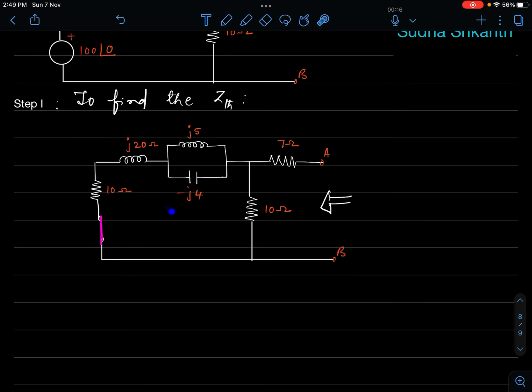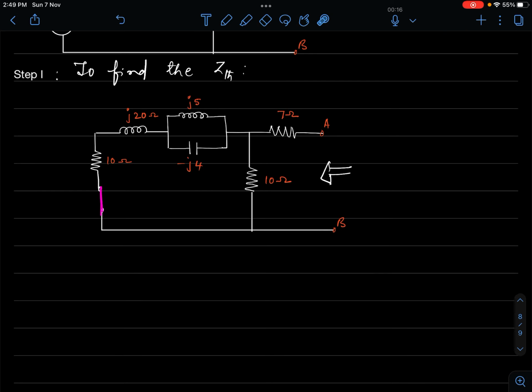Okay, so we can simplify a few things. We can see what is the equivalent of these things. These 2 are in parallel. That will be in series with this, and that will come in parallel with this, and that will be in series with this. So I suppose it's easy to see how this is viewed.